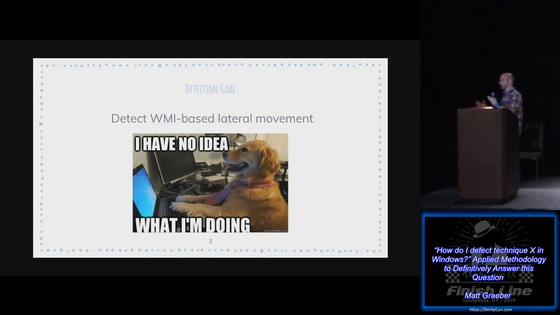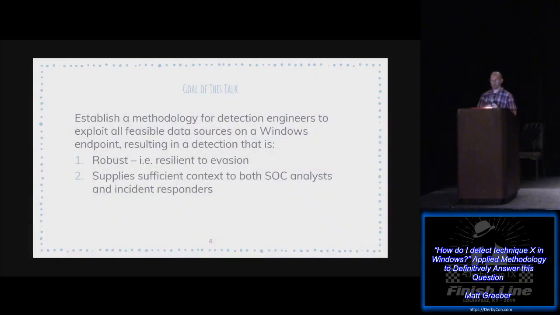And then lateral movement. By saying lateral movement, and we want to detect that, it kind of scopes our detection a little bit, right? So lateral movement being the overarching tactic, and WMI being the more specific technique. So where do we even start? I would suggest that we prioritize things a little bit first, okay?